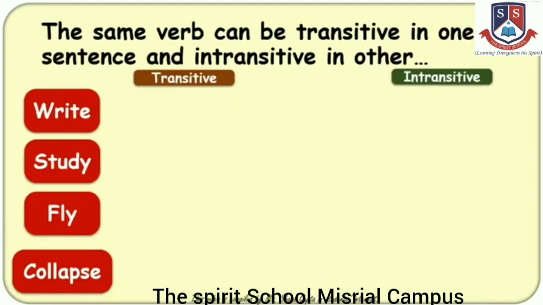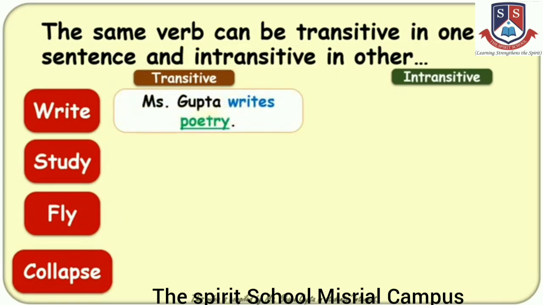Now, the highlight of the topic. Some verbs are such that the same verb can be transitive in one sentence and intransitive in another. Let's have a few examples. The verb write. Miss Gupta writes poetry. Transitive. She writes well. The same verb writes is intransitive.